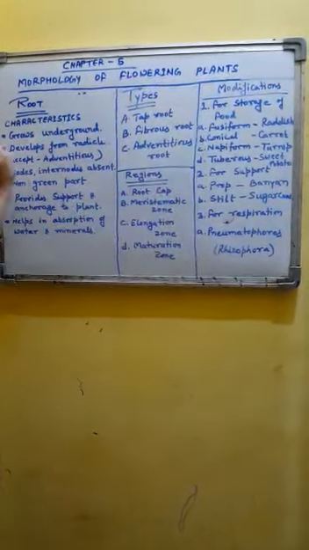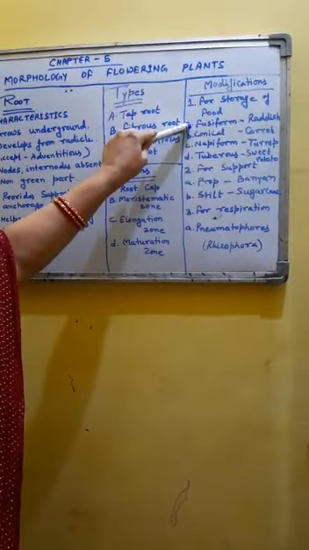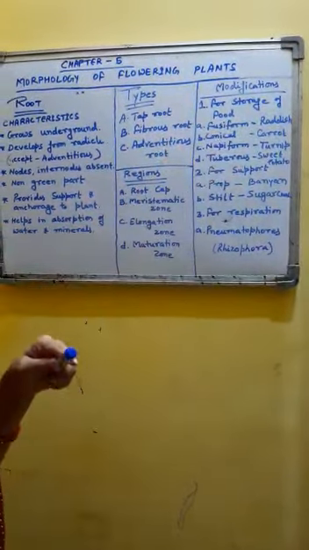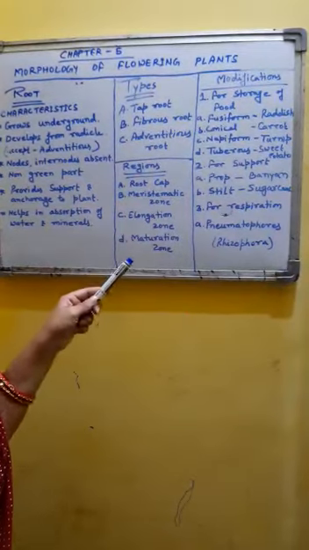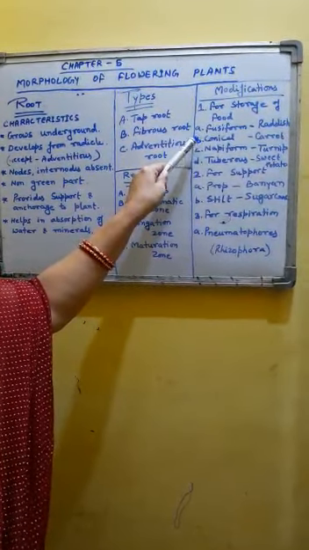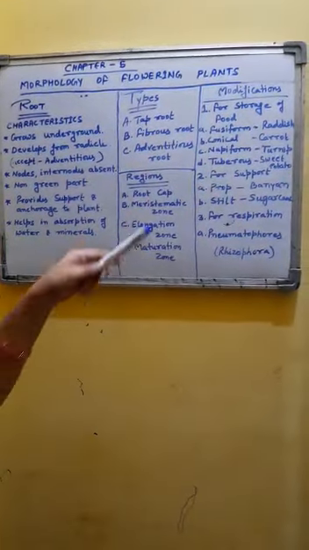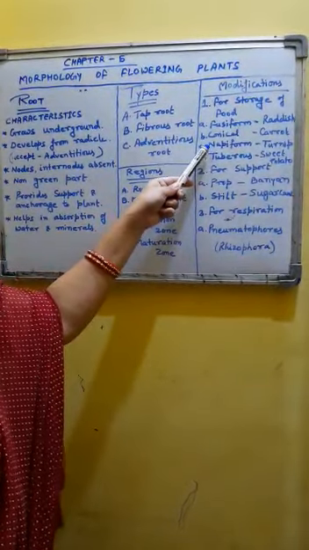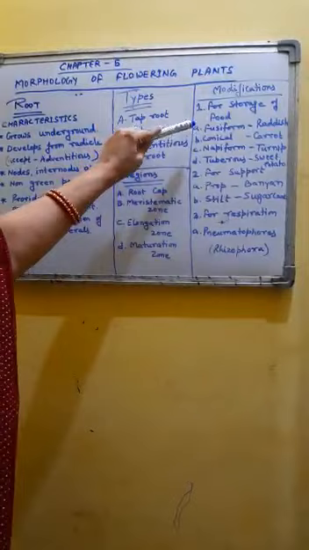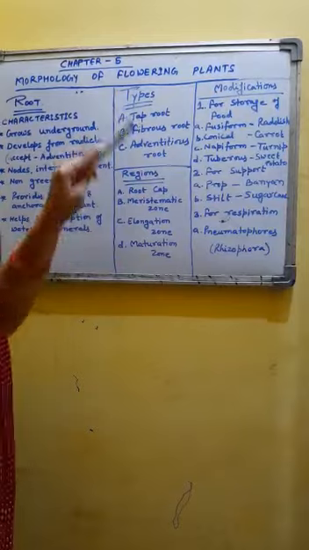In the first case, root is called fusiform, where root becomes thick at middle and narrow at both the ends. The example is radish. Second is conical, where root becomes broader at one end and gradually tapers towards the other end. This is called conical and example is carrot. Third is napiform, where root becomes circular and the example is turnip. These three, fusiform, conical and napiform, are examples of taproot.